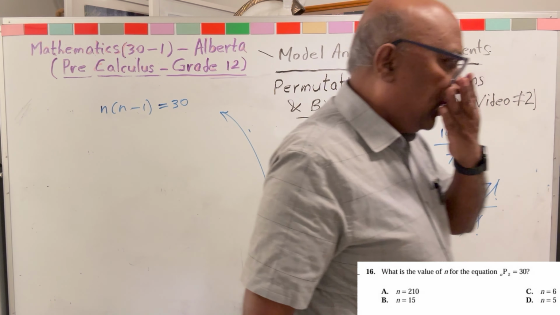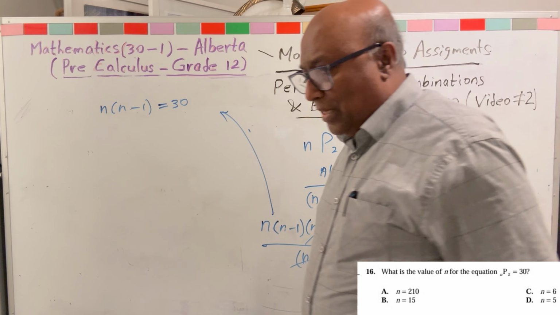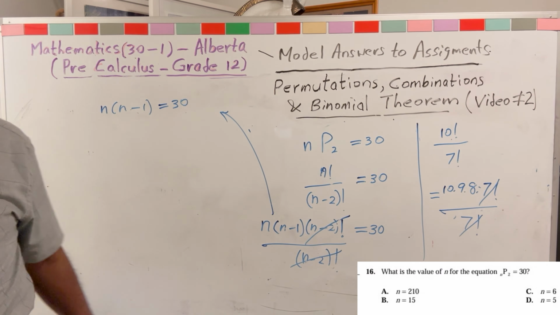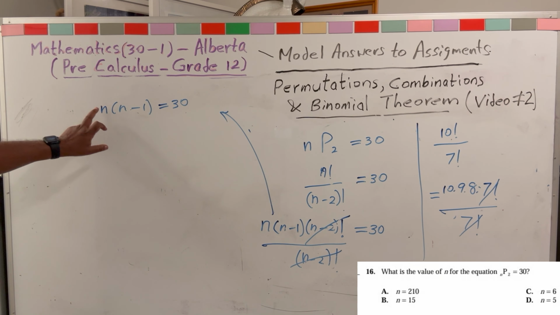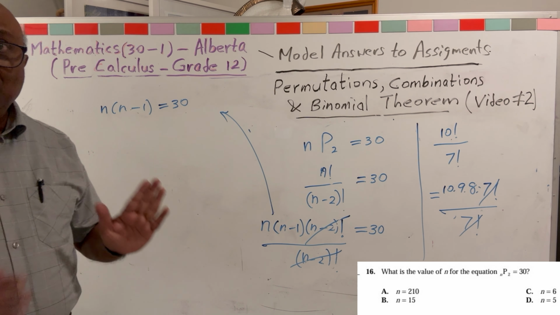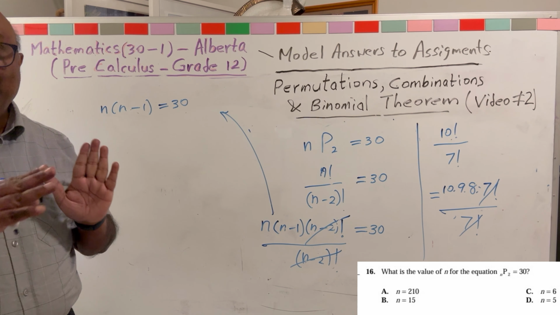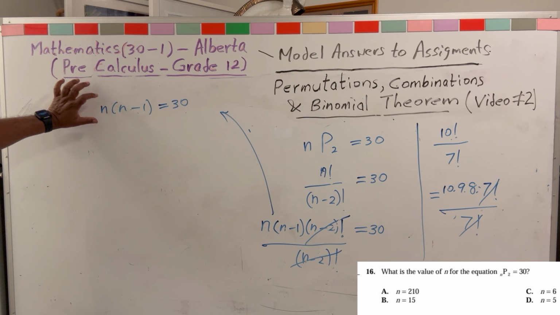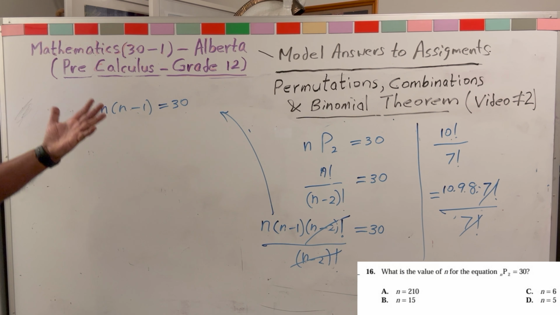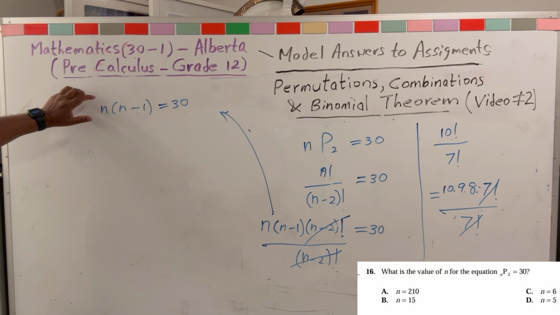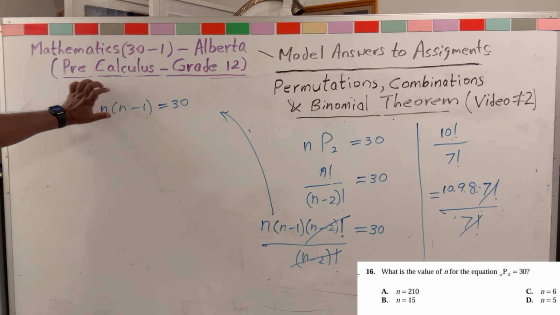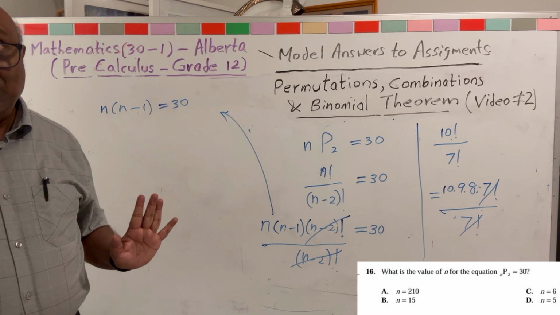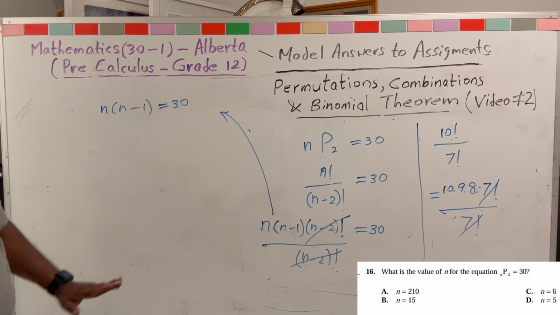Okay, now what's the value of n? There is one way of doing it: just guess and check. Substitute some value and try to get 30. These are two consecutive numbers because this is n, this is n minus 1. Try with some consecutive numbers and see whether you get 30. If you put 10 here, this is 9. 10 times 9 doesn't work. If you put 8 here, 8 times 7 doesn't work. If you put n equals 6, 6 times 5, that works. If it is very simple like that, we can do that.